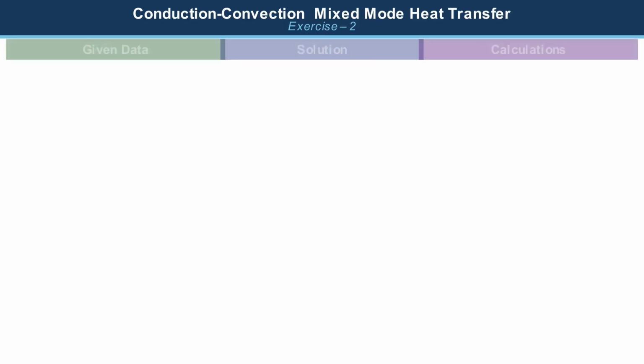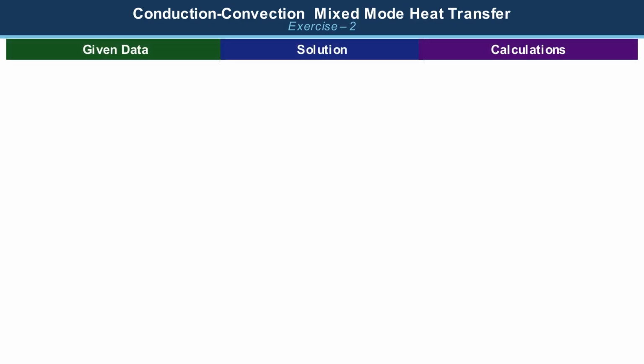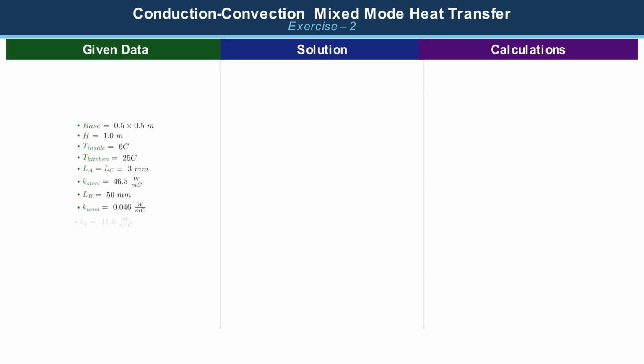Again, the screen organizes itself into 3 columns. Let's go column by column and step by step. On the left, the given data is listed cleanly. Base equals 0.5 by 0.5 meters, height equals 1.0 meter, T inside equals 6 degrees Celsius, T kitchen equals 25 degrees Celsius, LA equals LC equals 3 millimeters, the 2 steel sheets equal thickness, K steel equals 46.5 watts per meter degrees Celsius, LB equals 50 millimeters, glass wool, K wool equals 0.046 watts per meter degrees Celsius, H outer equals 11.6 watts per meter squared degrees Celsius on the kitchen side surface, H inner equals 14.5 watts per meter squared degrees Celsius on the inner refrigerator interior surface.